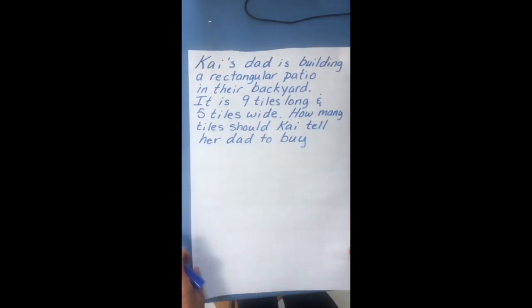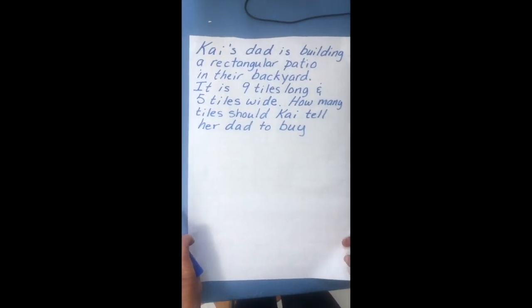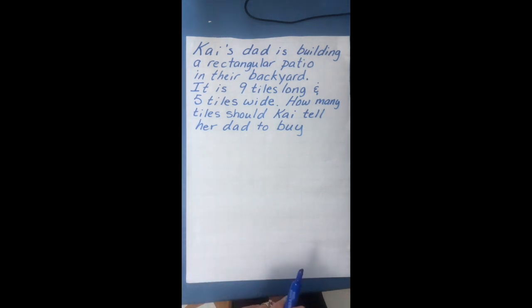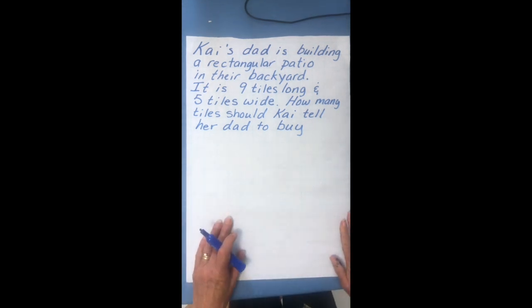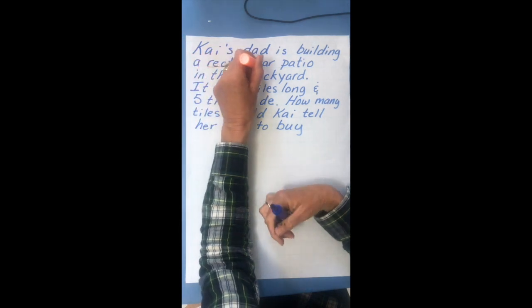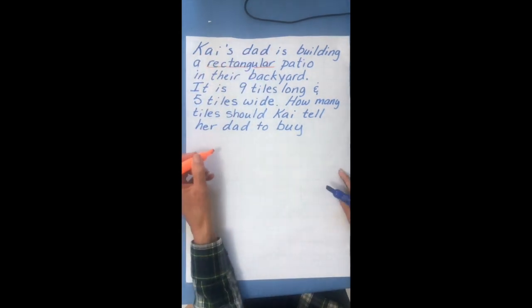And then the last problem. This one's the hardest. So it's Kai's dad is building a rectangular patio in their backyard. It is 9 tiles long and 5 tiles wide. How many tiles should Kai tell her dad to buy? So it's a rectangle. That's my first clue. Okay. And it's 9 tiles long.